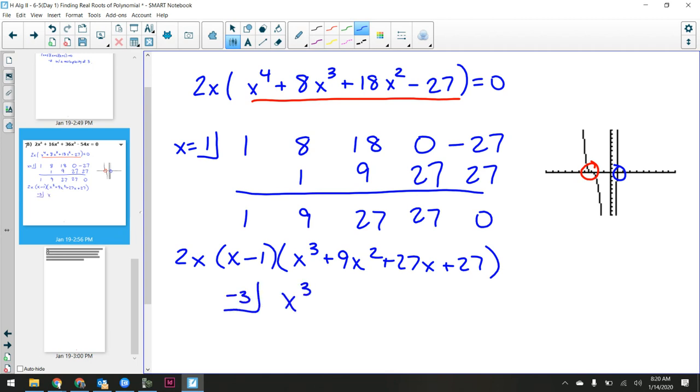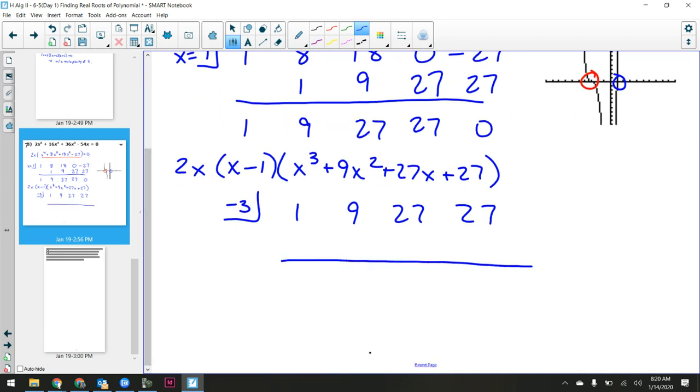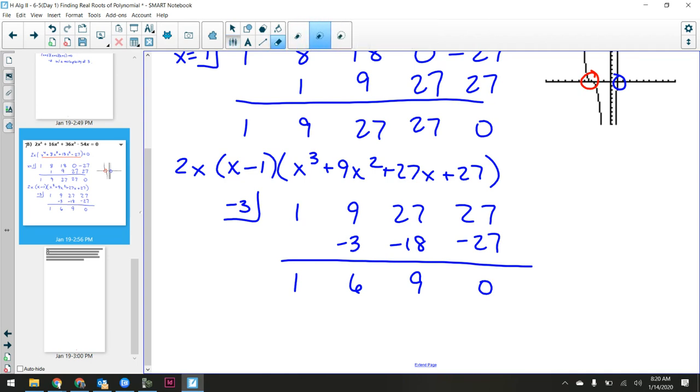So x to the 3rd, 1, 9, 27, 27. All right, let's keep it going. 1, -3, 6, -18, 9, -27, 0. I've done it like a million times. It's not that fast. Okay, so we've got 2x, x minus 1, x plus 3, right? Because it was x equals -3.